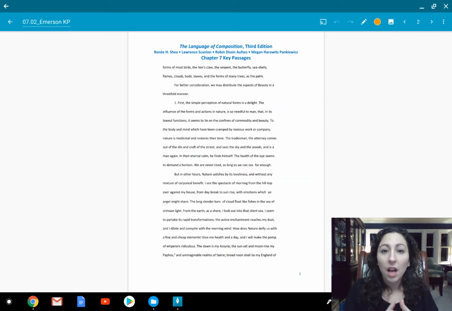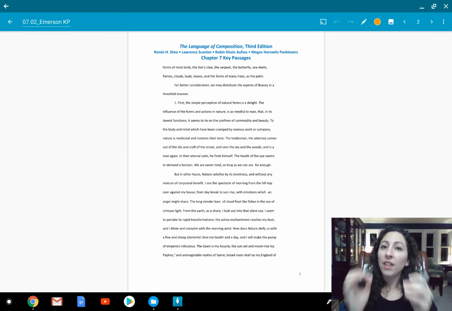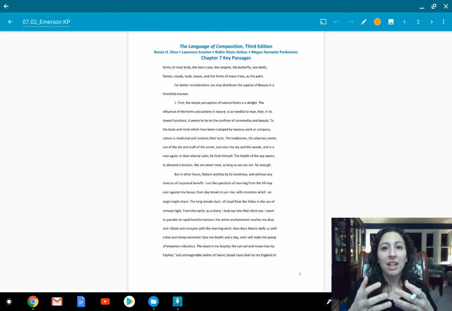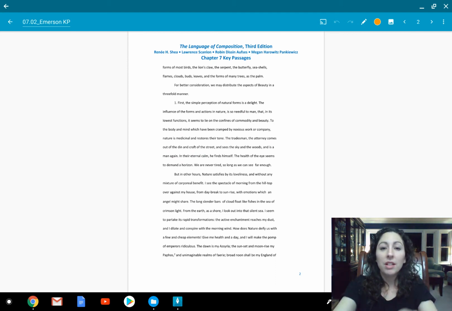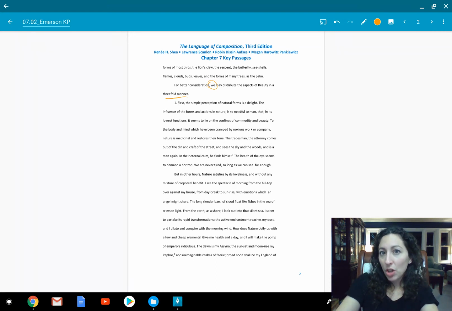All right. And then he kind of pulls it back and he adds some organization, right, to this piece. And so he says, for better consideration, right, to make things a little more clear, we may distribute the aspects of beauty in a threefold manner. Now that provides a bit of an academic tone here, a little more formality. And so he begins to look at those aspects of beauty.